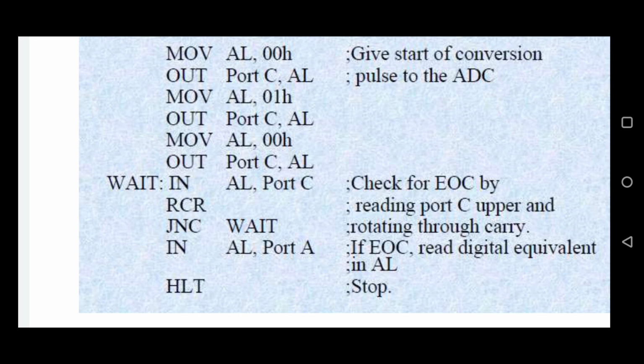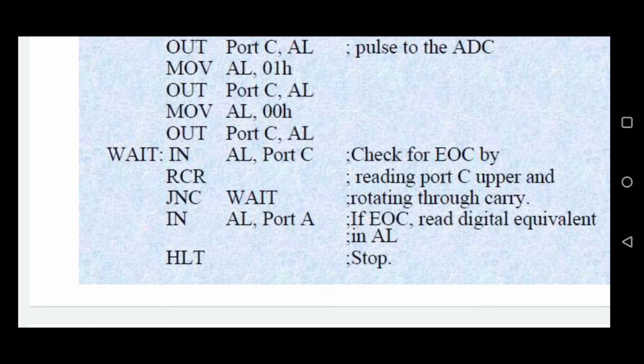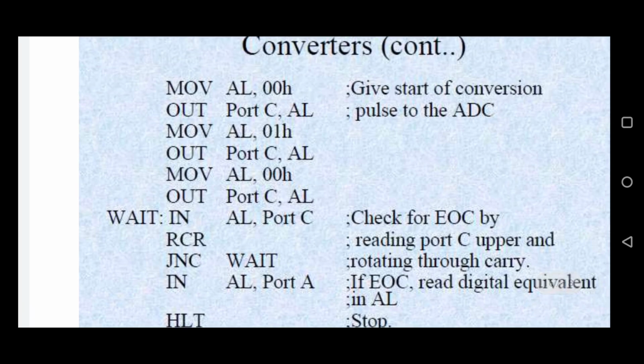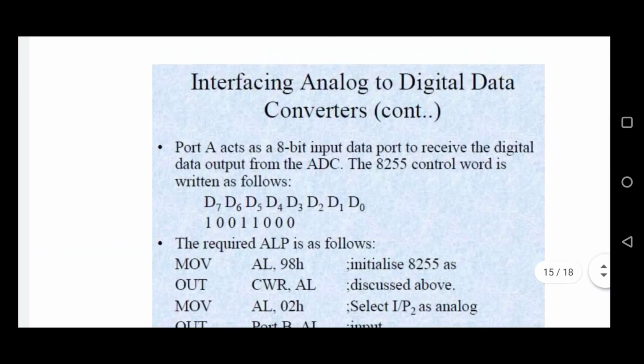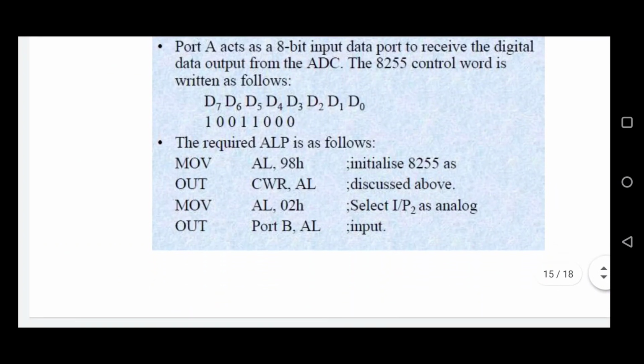So the microprocessor will wait for some time before reading the digital data from the ADC. After receiving the EOC signal from the ADC, IN AL, port A: using the input port, the microprocessor reads the data stored in the 8-bit data buffer. Finally, HLT stops the operation. This is the program, with a detailed explanation, and it shows the ports and pins of the 8255.